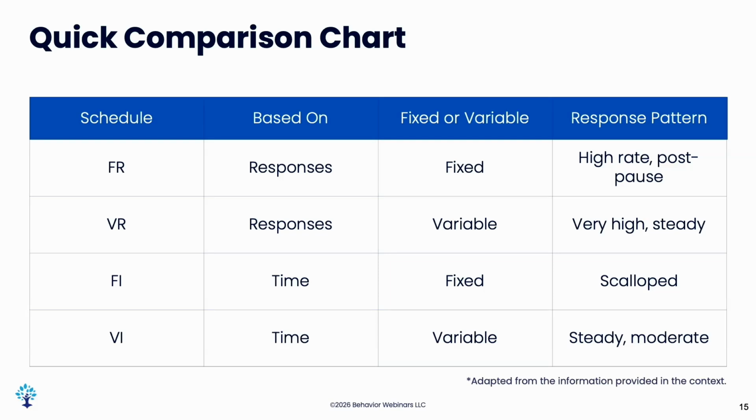It's fixed and it produces a scallop. At the beginning of the time interval, you respond less, and the closer you get to the end of the time interval, you respond more. Variable interval is a time schedule. They have no idea when it's coming. It's very steady and moderate.